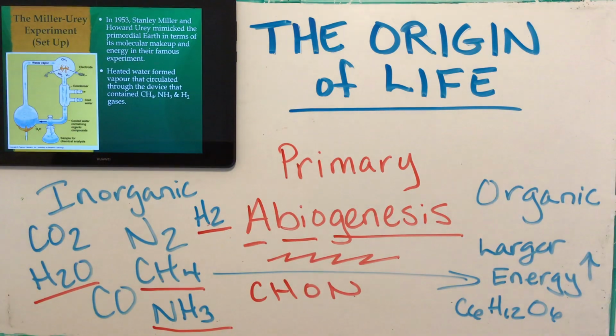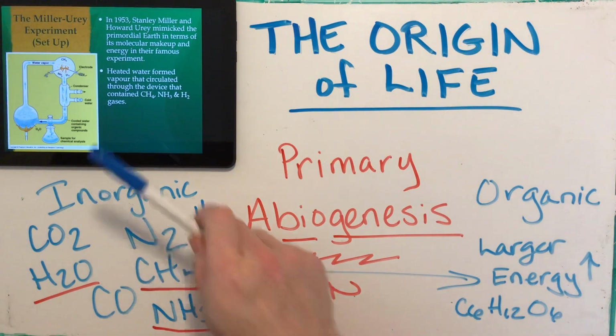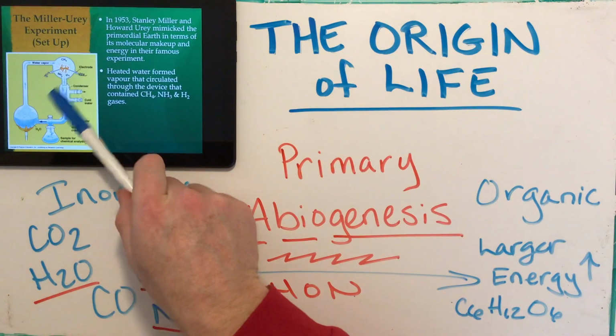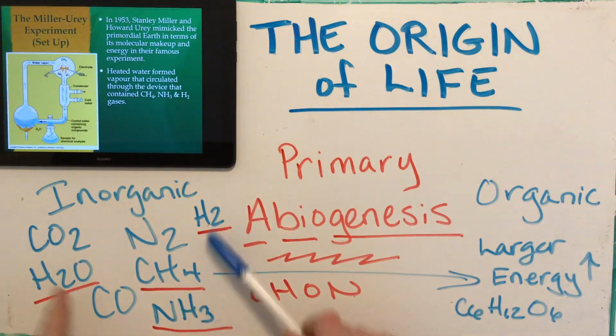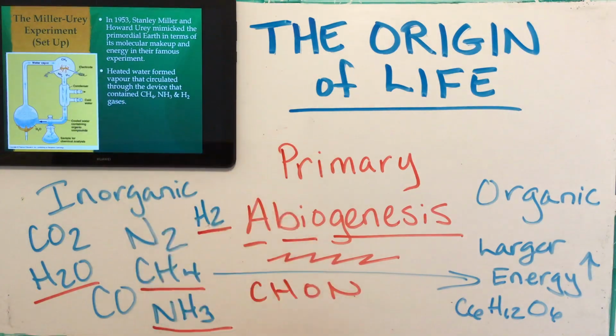Now, to simulate the lightning and the radiation and the volcanic heat, they had a couple of electrodes that would flash inside of this bulb that contained the gases. So these molecules were all in here, and with the two electrodes, there is basically miniature lightning, right? So this mimicked the energy needed. So we had the four elements and the lightning inside of it.